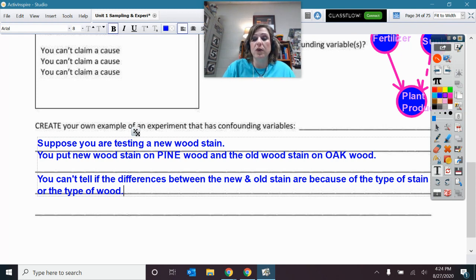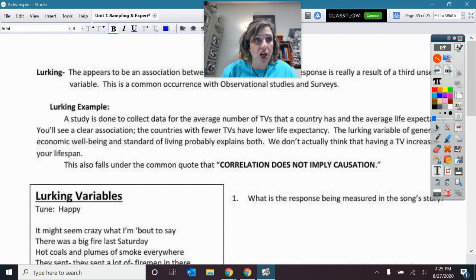difference between the new and the old stain effectiveness, efficacy, because you don't know if it was the type of stain or if it was the type of wood. So the qualities of the wood allowed the stain to work better on one thing than the other. Okay. Confounding variables cloud the issue. You can't claim a cause.